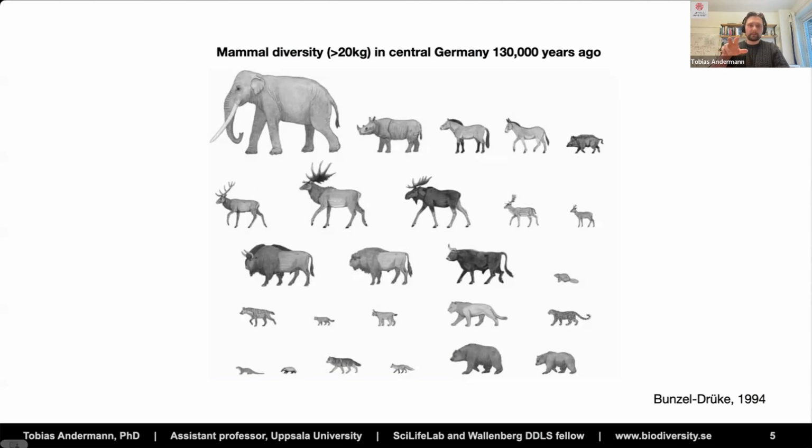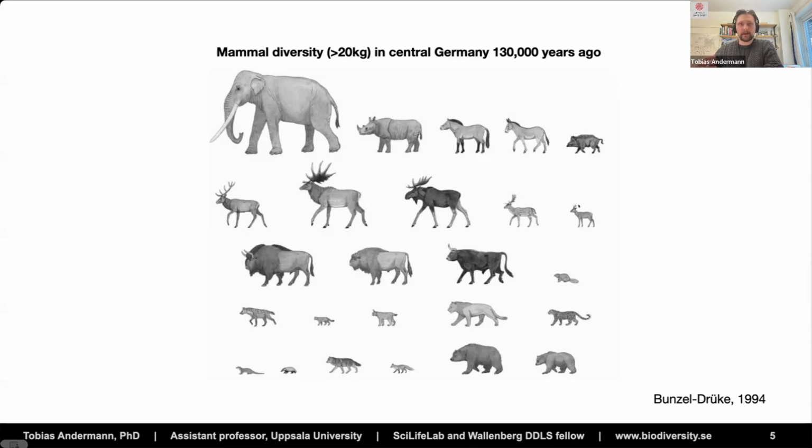So this is based on archaeological evidence from a site in central Germany. And this site happens to be around 130,000 years old, and they find remnants of all of these species there, ranging from forest elephants to bisons, cave bears, cave lions, also hyenas, many species we don't even associate with Europe or Germany anymore.